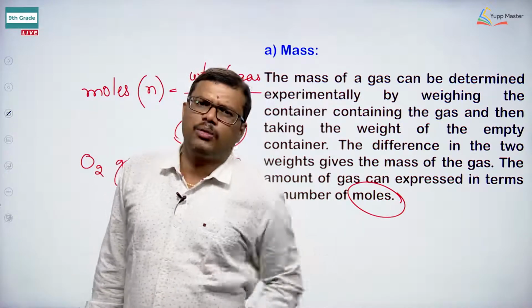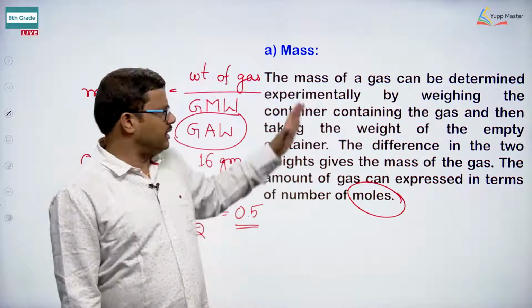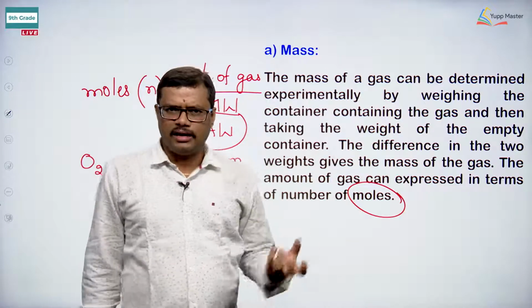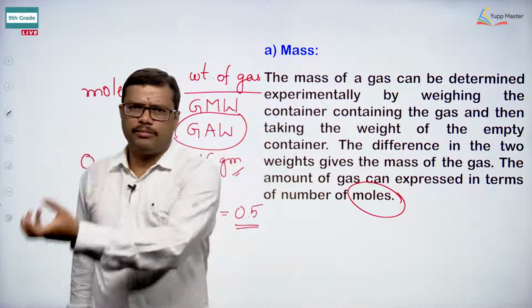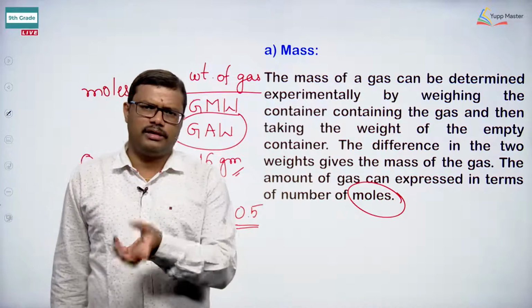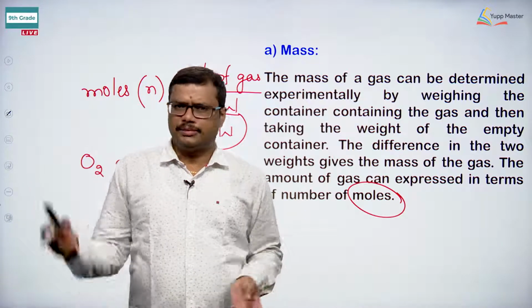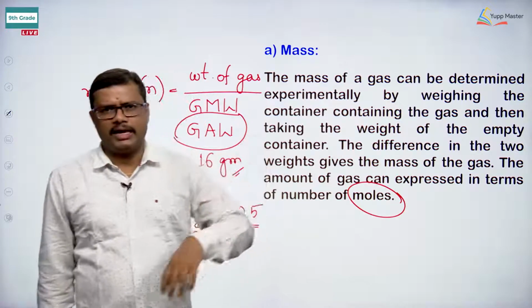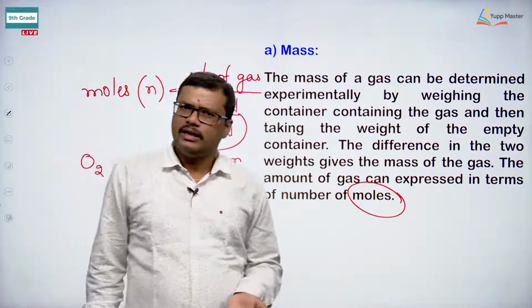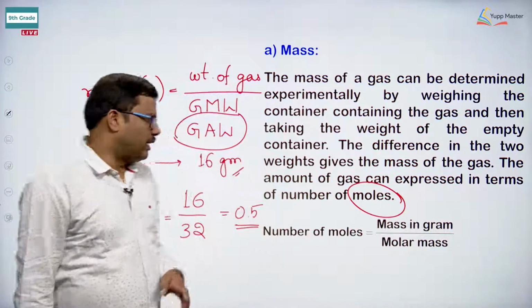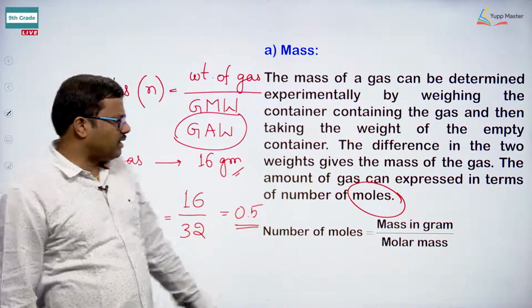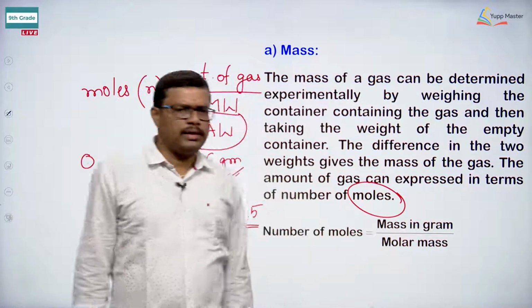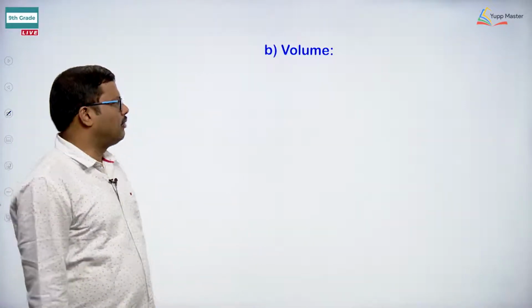If we particularly want to know the weight of the gas, in that case we take the weight of the container having the gas, and then the weight of the empty container, and subtract the weight of the empty container from the weight of the container having gas, and thereby we get the weight of the gas present in it. Okay, right. So here the number of moles we calculate in terms of mass in grams divided by molar mass. So the moles can be calculated as mass divided by gram molecular mass or gram molecular weight.